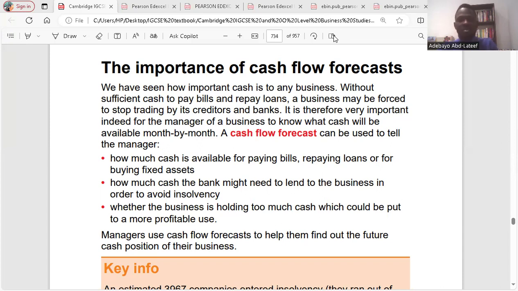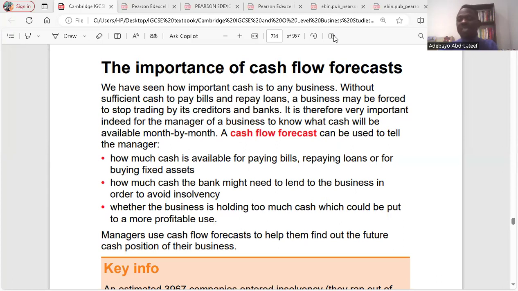A cash flow forecast can be used to tell the manager, one, how much cash is available for paying bills, repaying loans, or for buying fixed assets. Without cash, a business cannot run day in, day out. So it is important for managers to make a cash forecast, that means a cash estimate of what is going to come in and out of the business. It helps managers to know the amount of money that is going to be spent on fixed assets at a point in time, or the amount that has to be used in paying bills or loans.